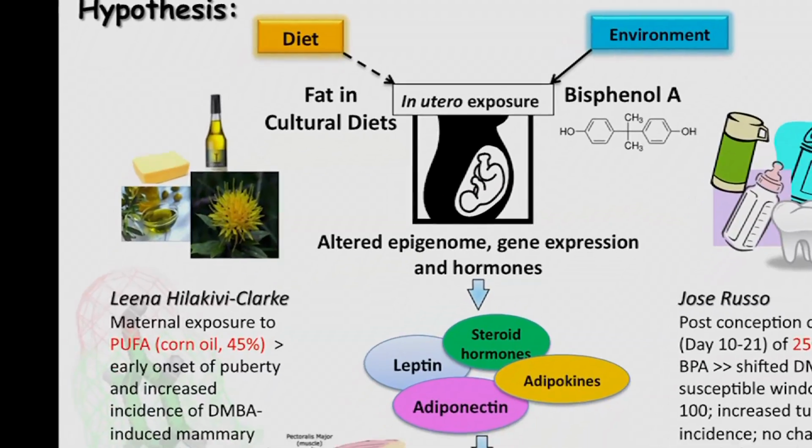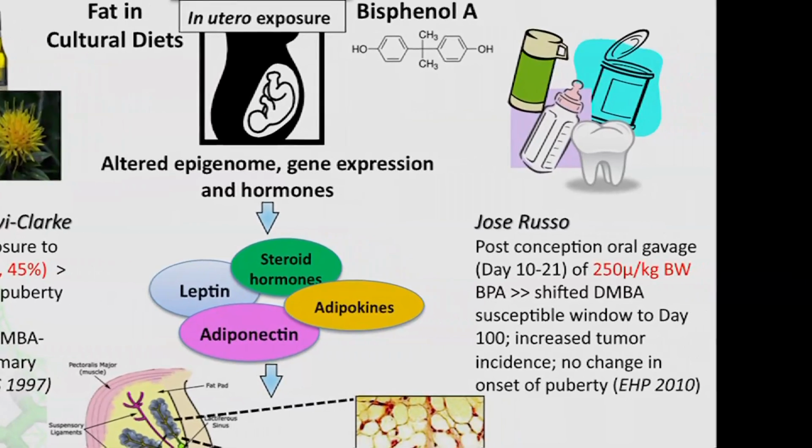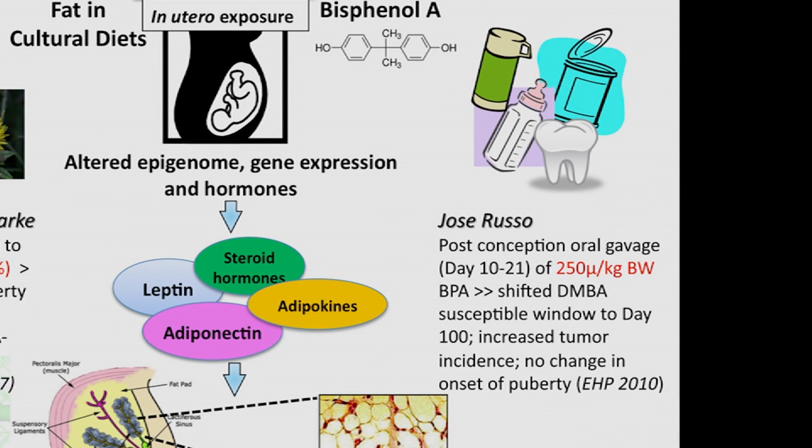It is based on studies that were done by Dr. Lina Clark, looking at, for example, corn oil. Very high levels of corn oil will increase, affect the early onset of puberty, and also increase what we call carcinogen-induced mammary tumors. That was published in 1997, and also recently, Dr. Jose Russo, who's actually in the room, has a study showing that the post-conception oral gavage of bisphenol A, 250 micrograms per kilogram body weight, will shift this chemical-induced window from day 50 to day 100. That means delaying it, and it will also increase tumor incidence, but there's no change in the onset of puberty.